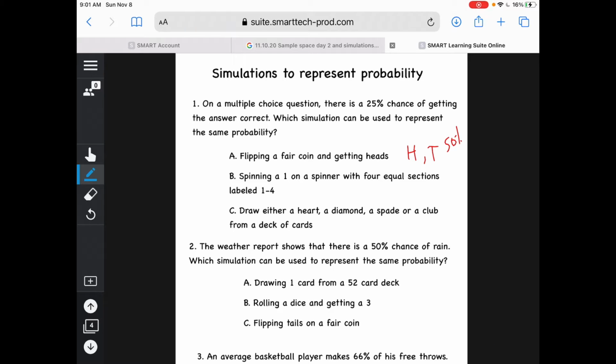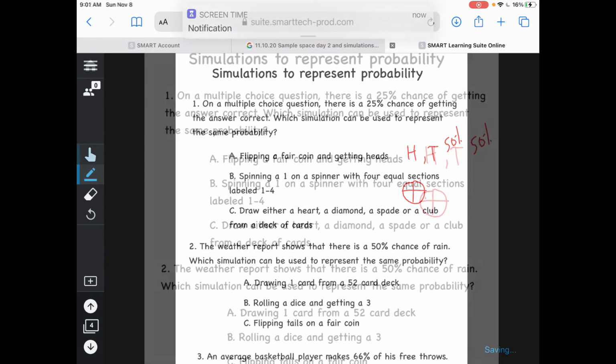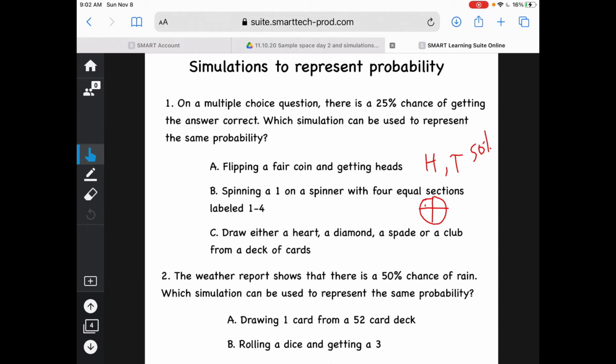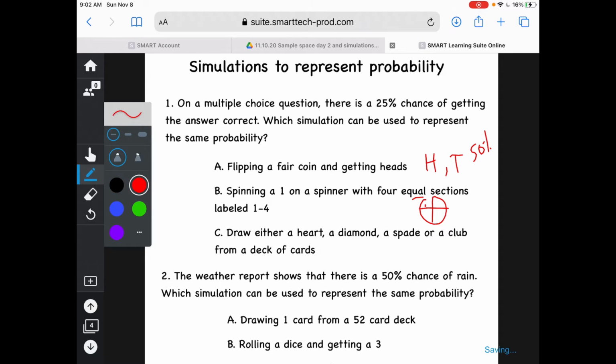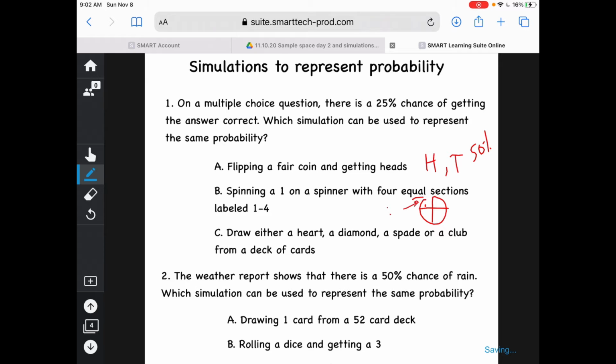Spinning a 1 on a spinner with 4 equal sections. Well, if the whole spinner is equivalent to 1, so if we landed on one part of the spinner, it would be 0.25, here would be 0.25, here would be 0.25, and this last section would also be 0.25. So this would give us a 25% chance.